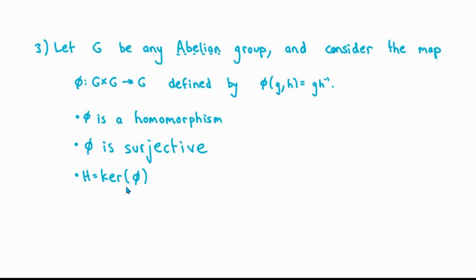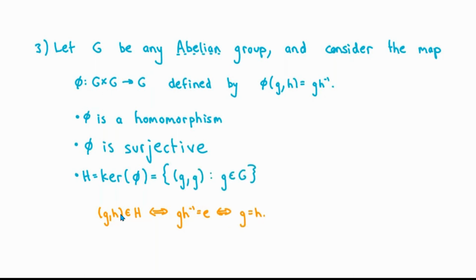Well, let's call the kernel of the homomorphism H. So if the ordered pair (g, h) is an element of the kernel, then it means that phi of (g, h), which is g h inverse, is the identity element. But of course that means that g is equal to h. And all of these implications are reversible, so that tells us that the kernel of this map is precisely the collection of all ordered pairs of the form (g, g), where g is an element of G. So the kernel is a diagonal embedding of the group G inside of the direct product G cross G.